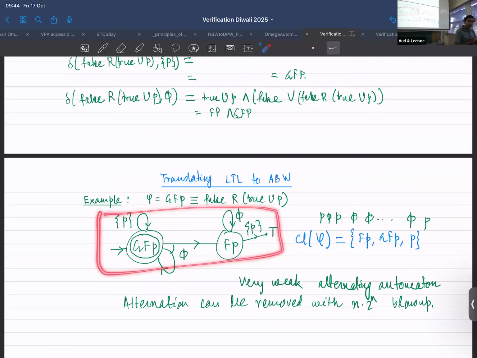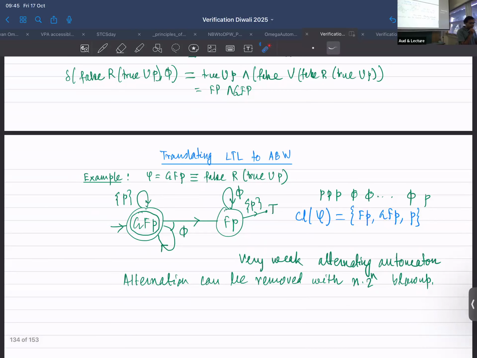And one of the things, if we look at all these transitions here, this is the automaton, the ABW, this is how it will look, right? One thing we mentioned is that such an automaton, where the SCCs consist of just a single state with a self loop, is called a very weak alternating automaton. And one can indeed show that for such an automaton, the alternation can be removed with n times 2 raised to n blow up.